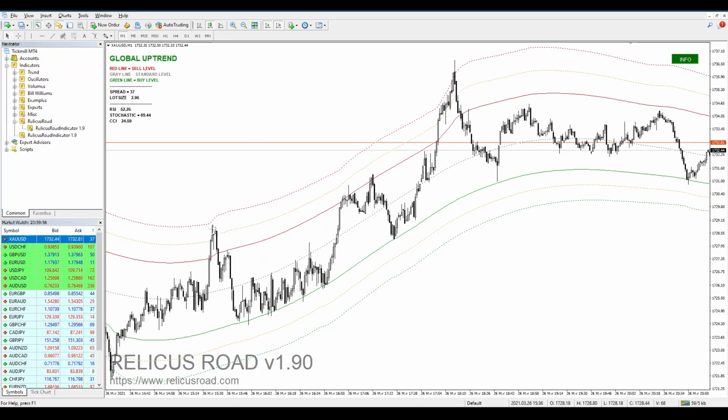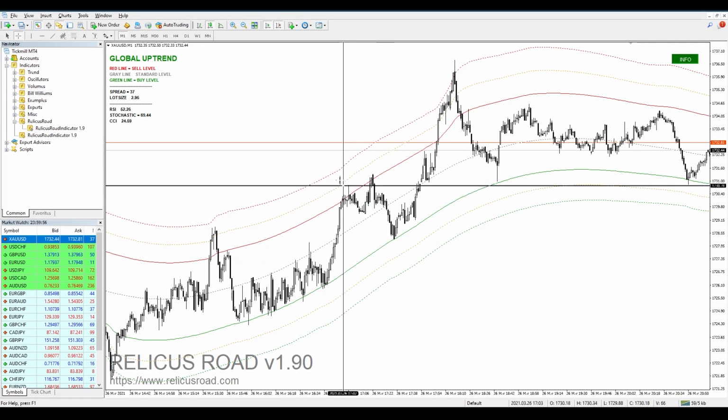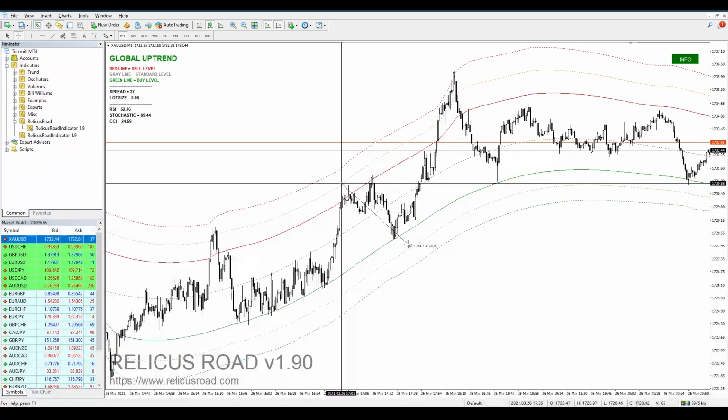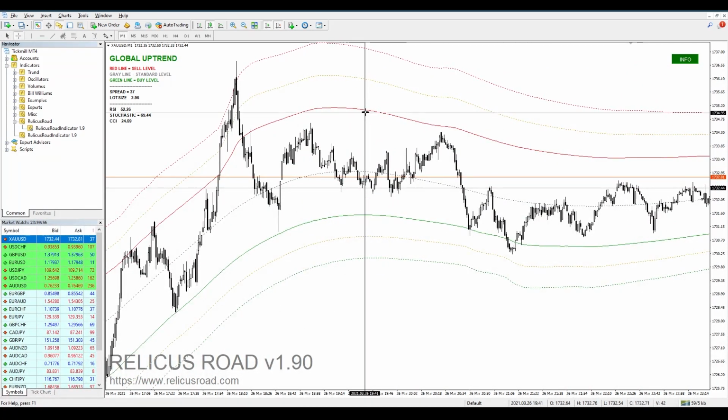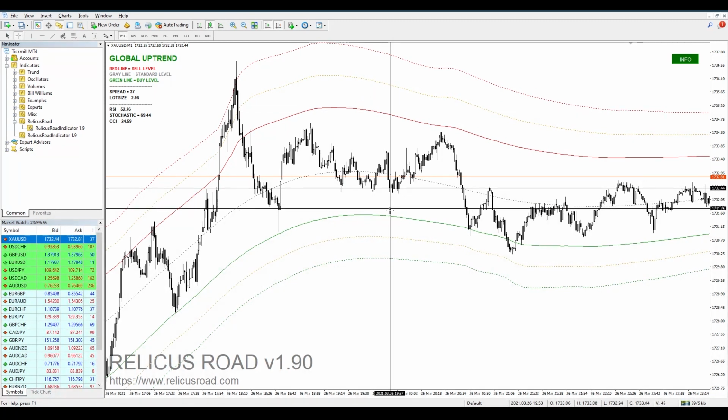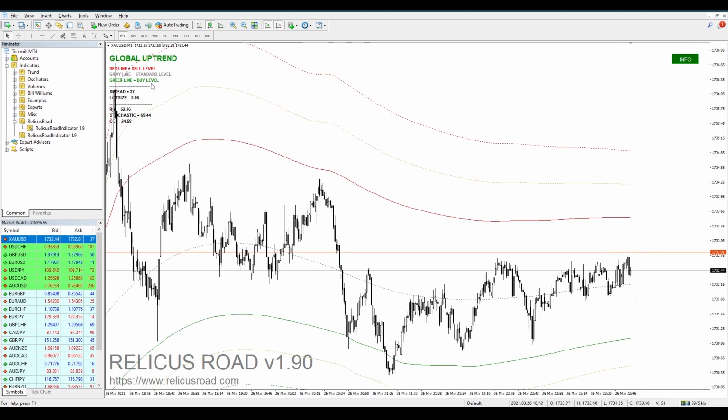If you open the chart right here, it will start calculating and saving data. As soon as it hits here, it will see the most likely situation, whether the chart is going to go down or up, right? So it's going to give you a signal, and the sell signals you can expect above the red line, and the buy signals below the green line. You can see here it says red line sell level, gray line standard level, green line buy level.